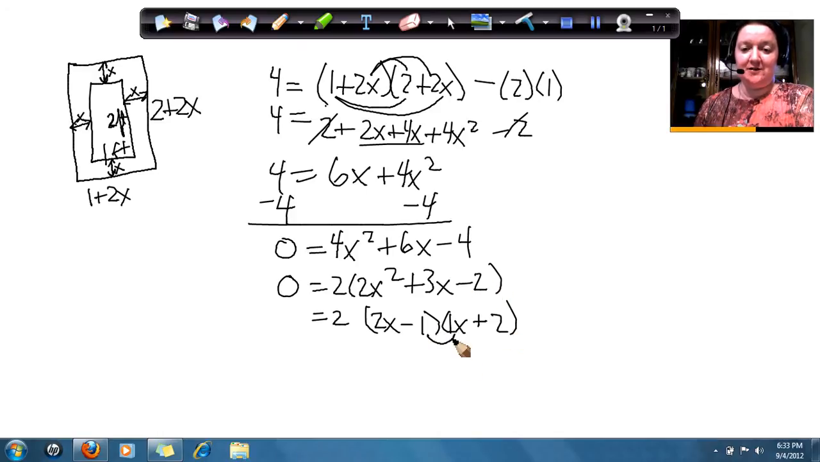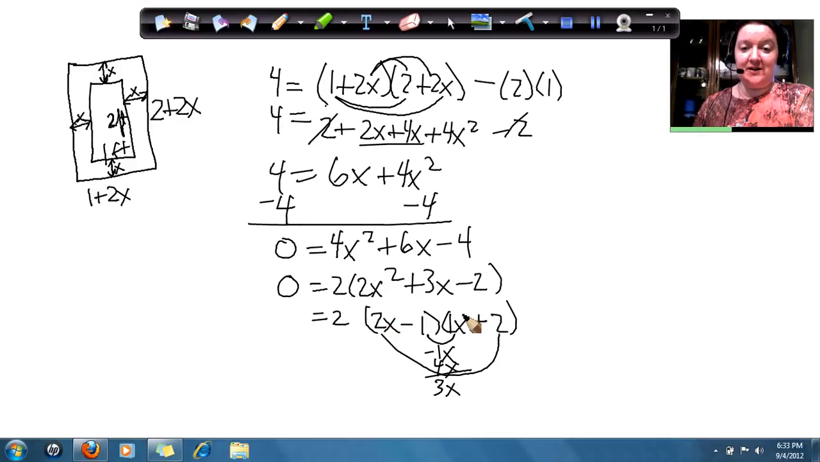My inside term would be 1x. My outside term would be 4x. That should be a negative 1x. Then I'm going to get 3x, which is what I wanted. So I know I have my factors correct. Now this doesn't have any letter attached, so we can ignore it.